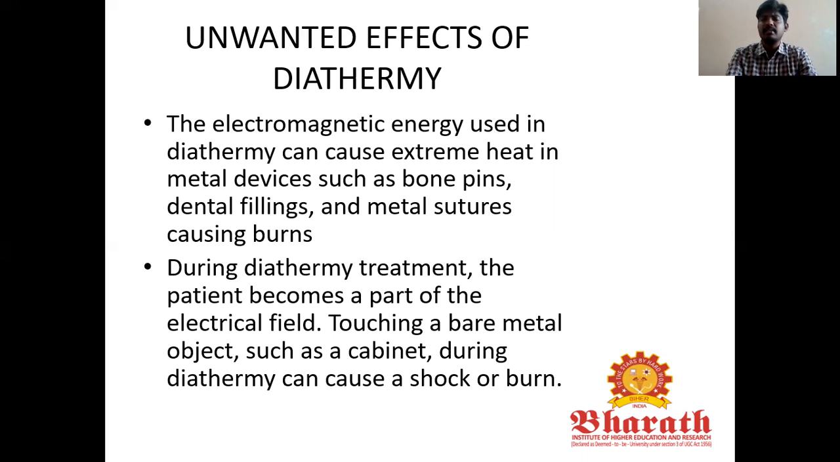Because in diathermy treatment, if there is a metal structure or bone pins inside the patient's body in the electric field, it can produce overheating. It can also affect the patient's skin. This is the major drawback. At the same time, electrolytic shock and burning of the tissue are the common effects in diathermy.